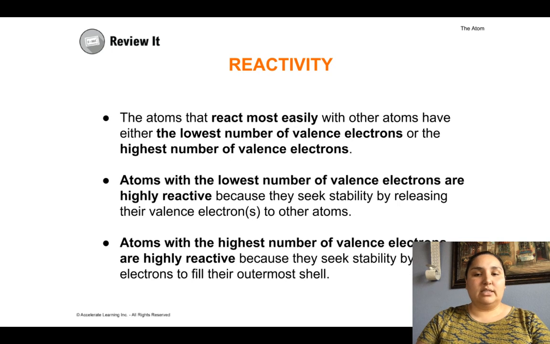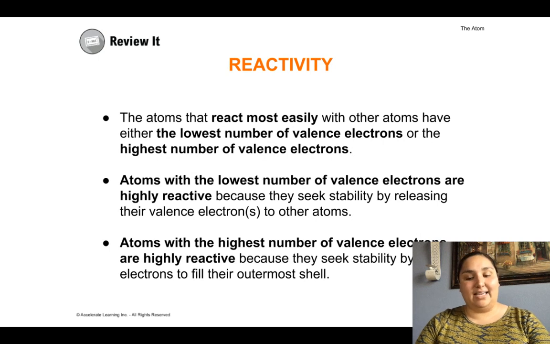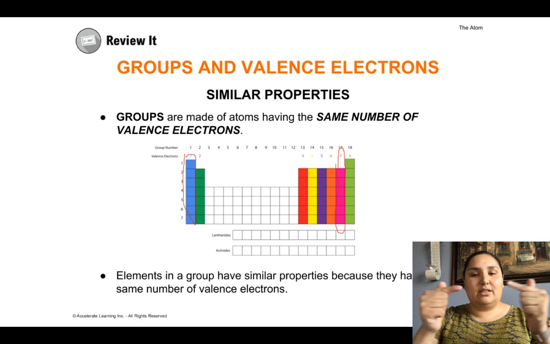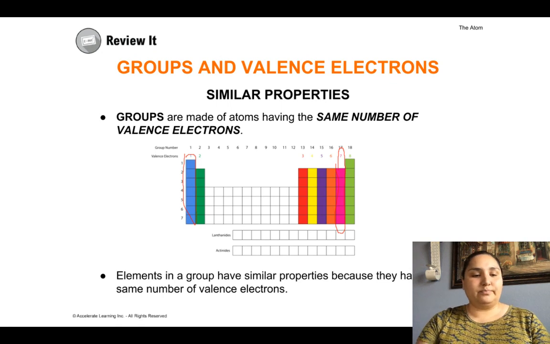Why? Because they have the same number of valence electrons. The atoms that react most easily with other atoms have either the lowest number of valence electrons or the highest. So going back to this right here, remember that my highest reactive groups are group 1, because it's very easy for them to get rid of that 1 valence electron, and group 17, because group 17 has 7 valence electrons. And it's very easy for them to gain 1. As you start getting closer to the middle, the reactivity kind of goes down, remember? And there's one group here that is not reactive because they have a full outer shell, and it's this one right here. Group 18 is not reactive because they have a full outer shell.